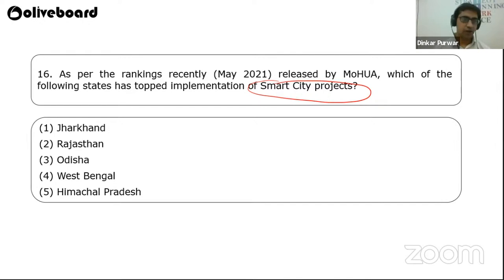So people have started saying the answer is A, that is Jharkhand. Milish Singh says Jharkhand, Saurabh is saying Jharkhand, Nitin is saying Jharkhand. Vicky is saying Jharkhand, Amit is saying Jharkhand. Okay, we will see the answer. The answer to this question is Jharkhand.